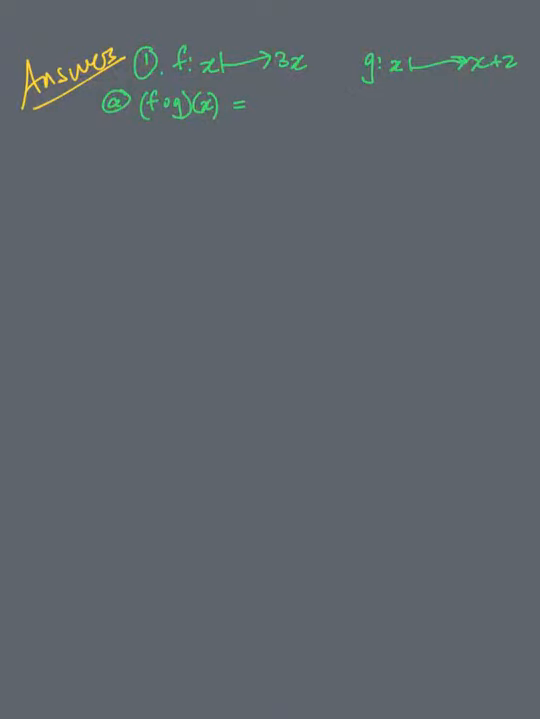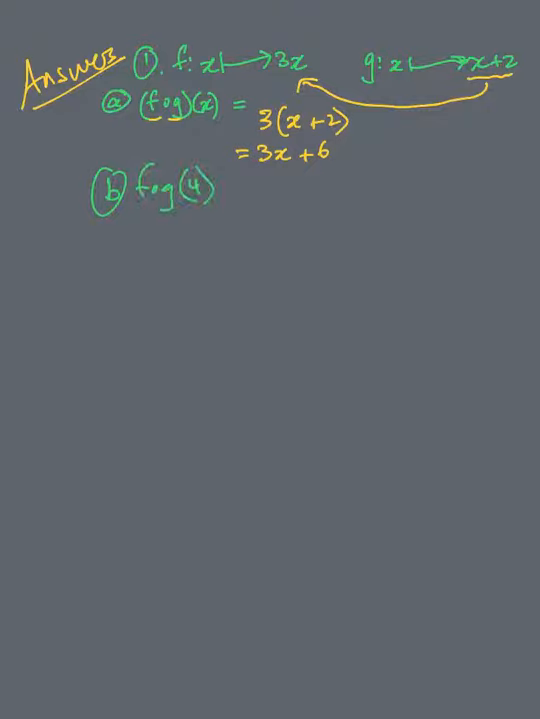In question 1, f of g of x. f is on the outside, so we're going to feed the g of x into the f of x equation. So that's 3 times x plus 2, which equals 3x plus 6, and that's the answer. Now part B asks you to find the function f of g of 4. So you just simply feed 4 into your f of g of x equation. So that gives you 3 times 4 plus 6, and that's your answer.